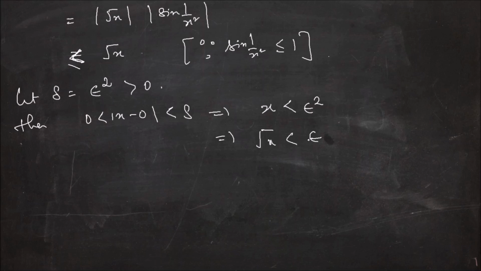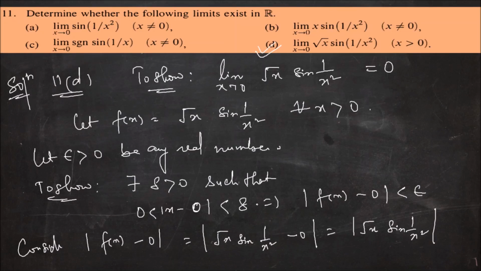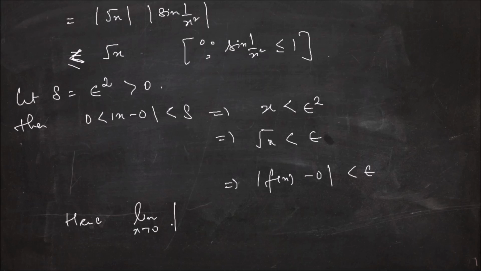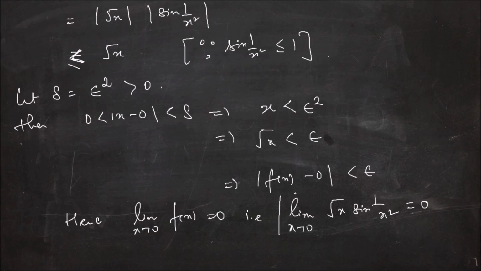Now root x is less than epsilon, so from this, |f(x) - 0| is less than root x, and root x is less than epsilon, so this implies |f(x) - 0| is less than epsilon. So hence limit as x tends to 0 of f(x) is equal to 0, that is limit as x tends to 0 of root x sine 1 by x square is equal to 0. So this completes question number 11 D part.